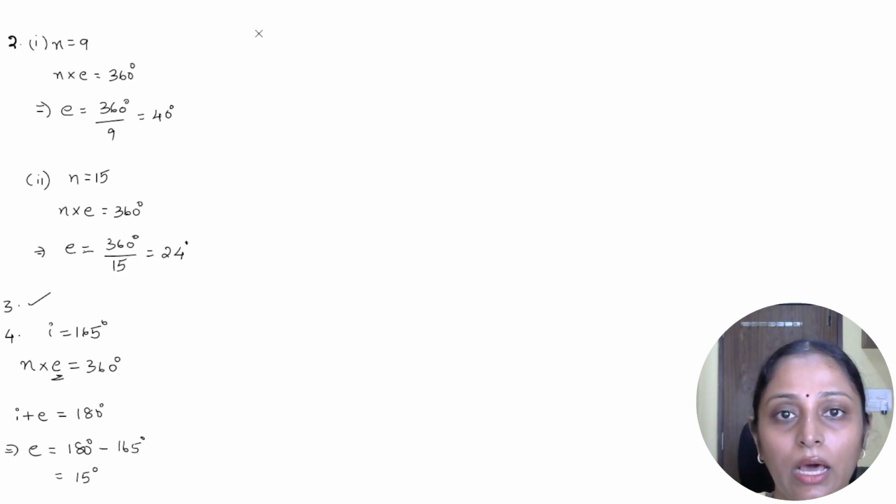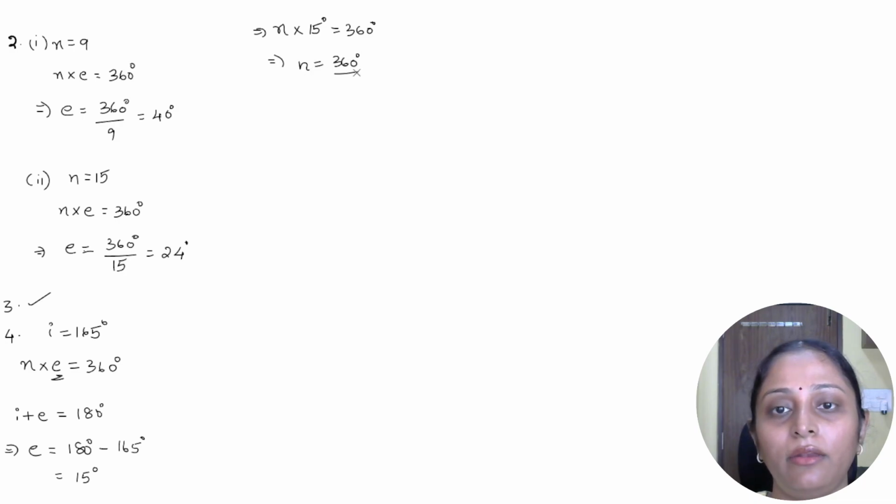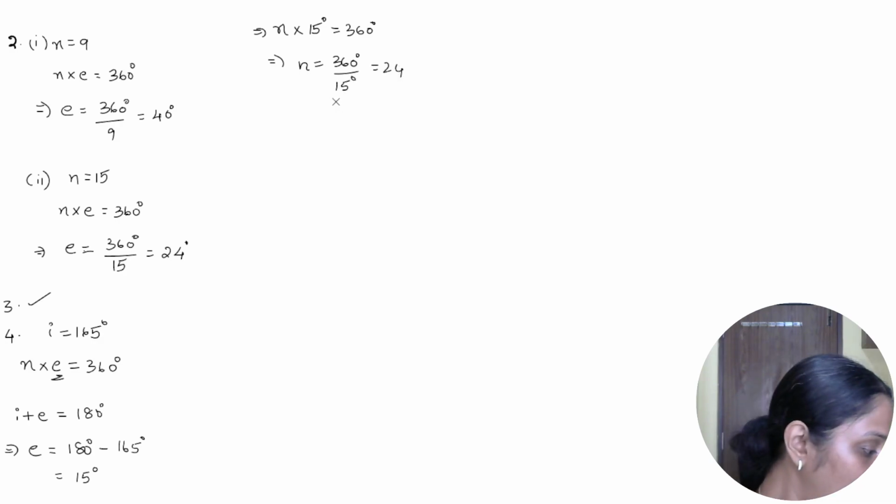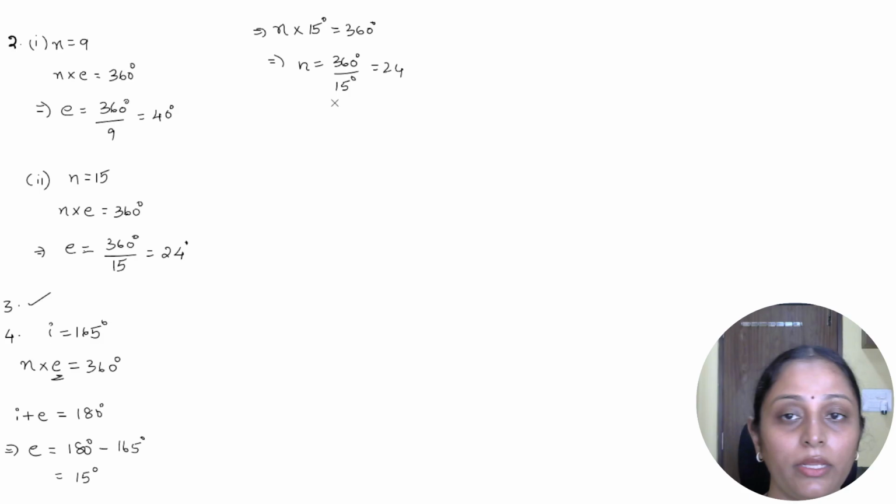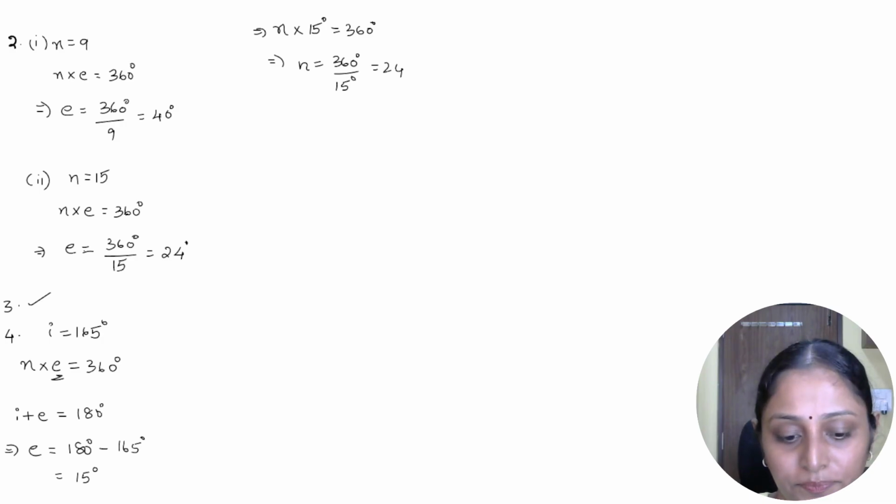Right? So, now I can say that n into 15 is equal to 360. Again, I have the same combination, 360 by 15, which will give me 24. So this polygon has 24 sides to it. Okay. This polygon has 24 sides. That is your fourth question. Next, fifth question.